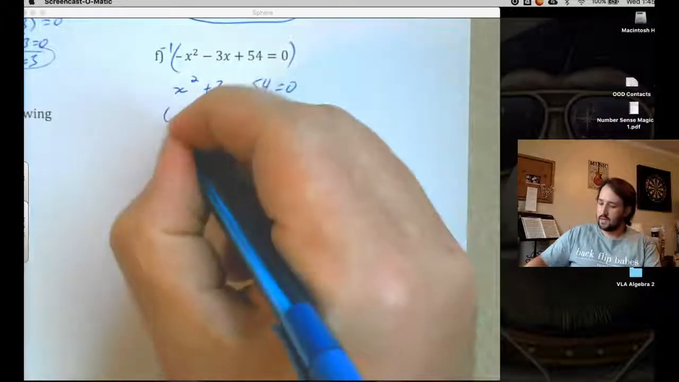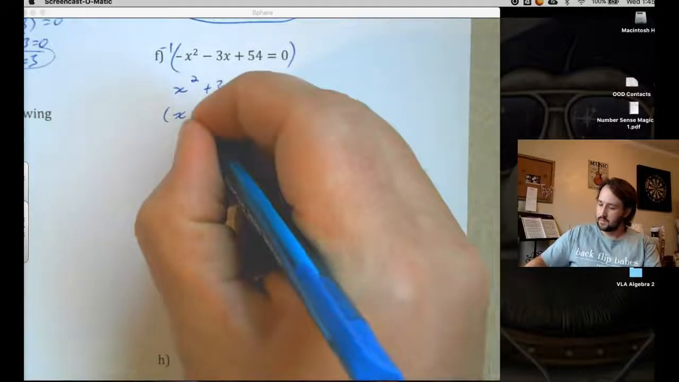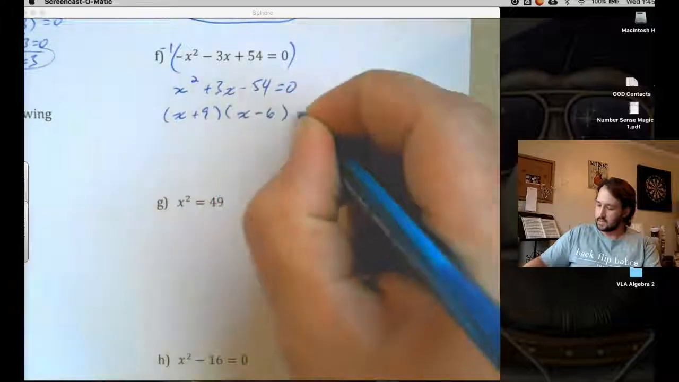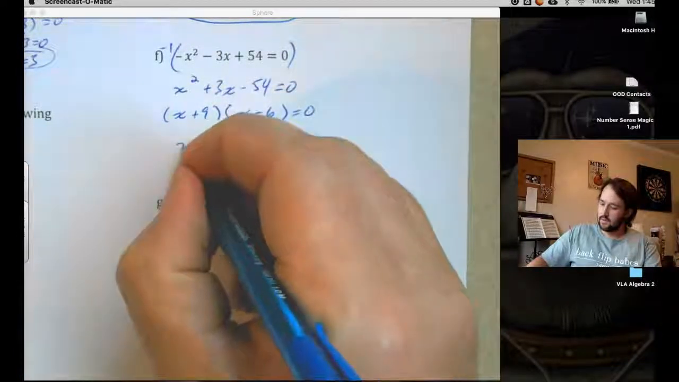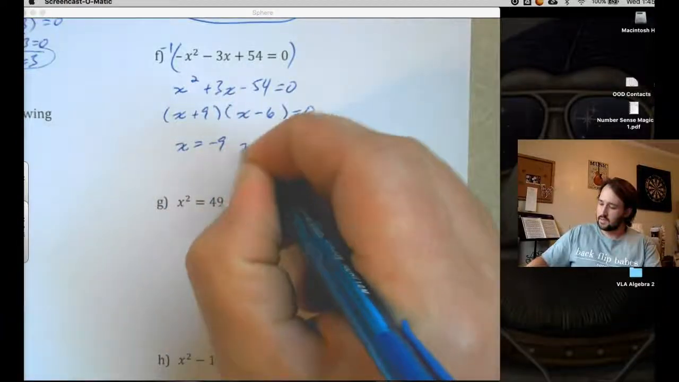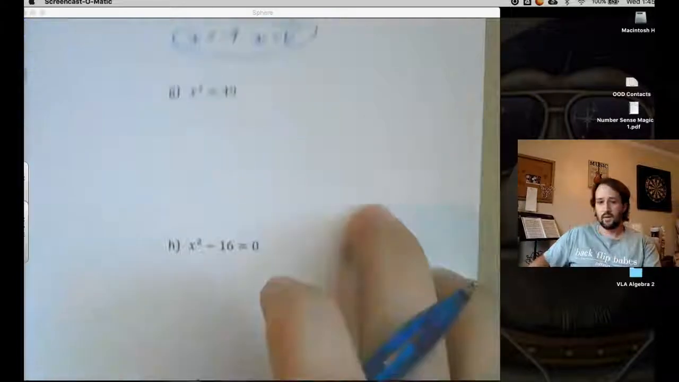All right, so we have x and we have x. Probably going to be 9 and 6, so I'm going to do plus 9 minus 6, because they multiply to be negative 54, they add to be 3. So I have x equals negative 9, x equals 6. Good money. Moving on.